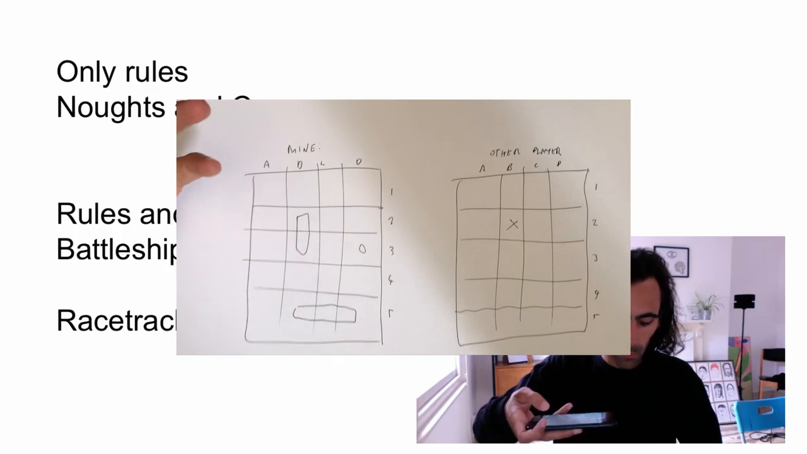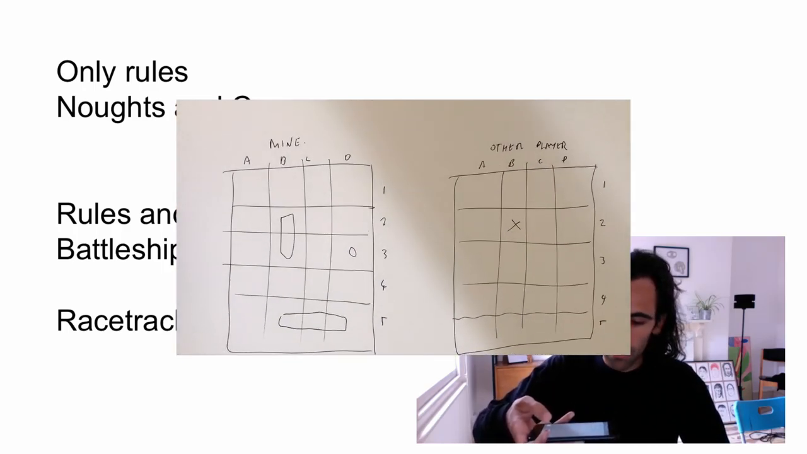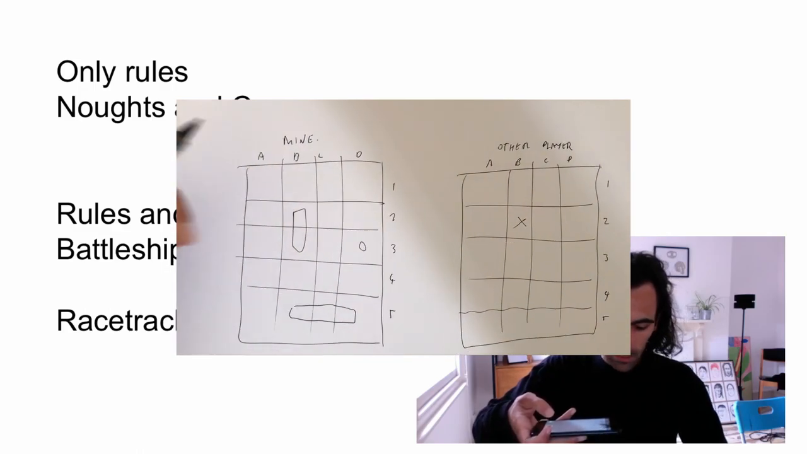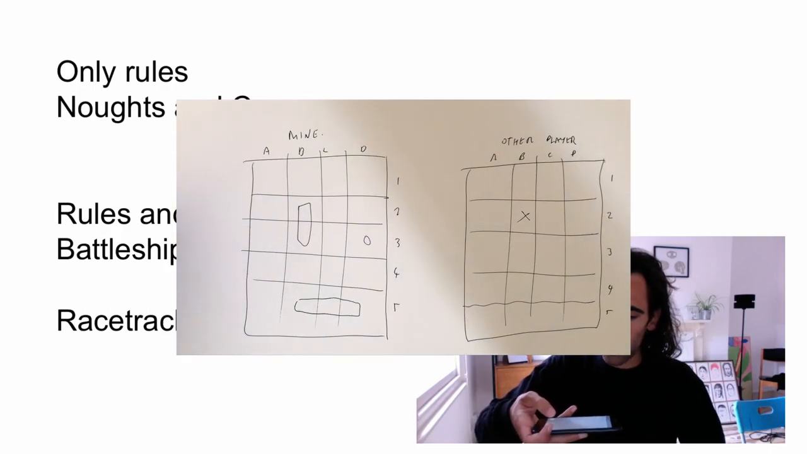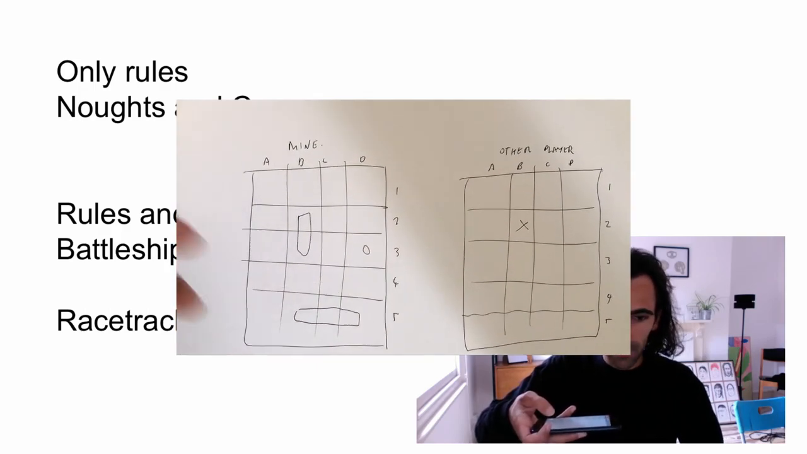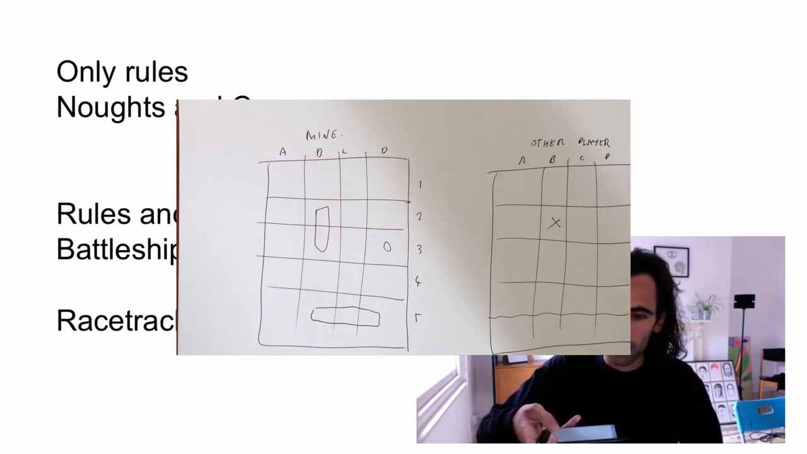Again, it's like Noughts and Crosses or the Sim, the hexagon one. But suddenly there are other things happening around it. There's a story going on. Or there's a scene. There's something more than the rules themselves. You're having to imagine something else.